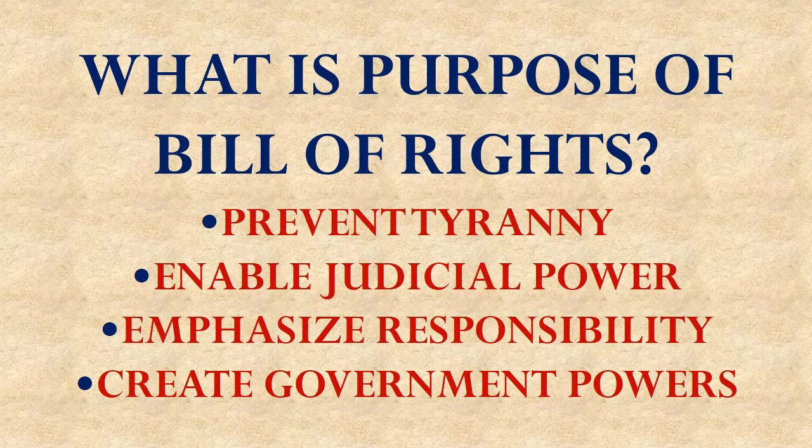And what is the purpose of the Bill of Rights? Is it to prevent tyranny? Is it to enable judicial power? Is it to emphasize responsibility? Or is it to create government powers? The purpose of the Bill of Rights is to prevent tyranny. And we point that out so that we can recognize that as the purpose behind each of the individual amendments. And as we read those amendments, we can then look to see how they're stopping the national government from becoming too powerful, oppressive, and tyrannical.